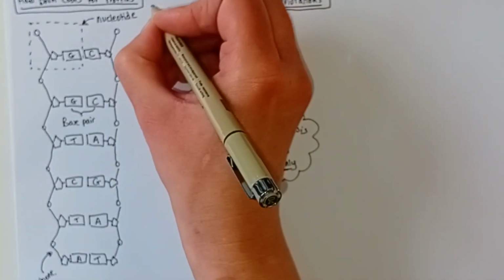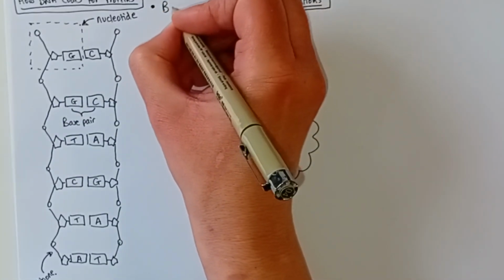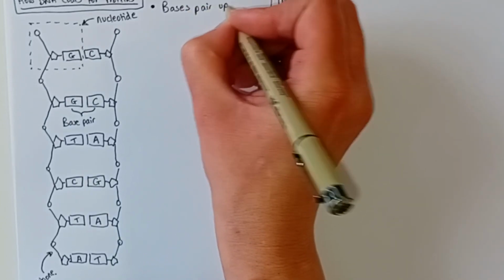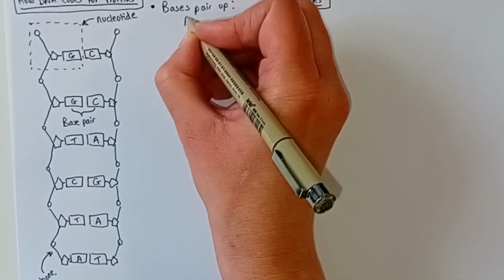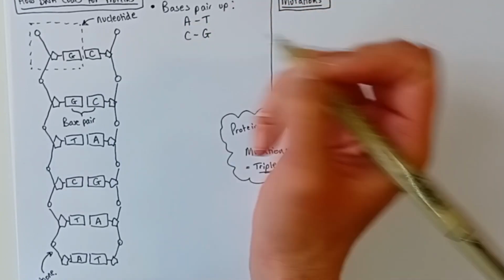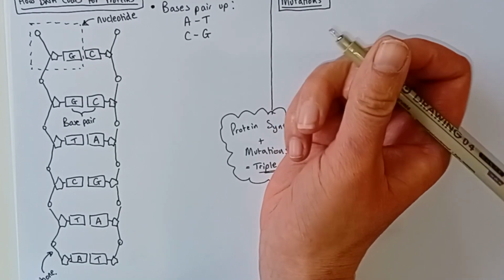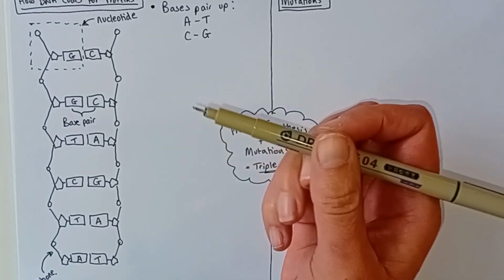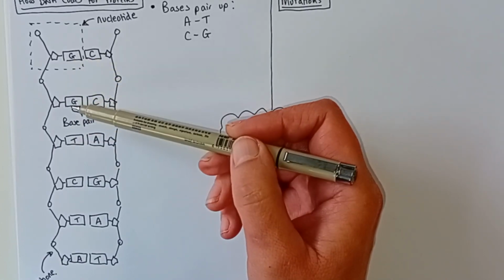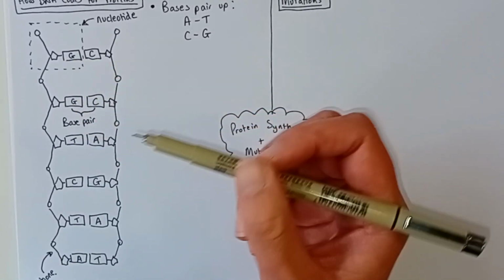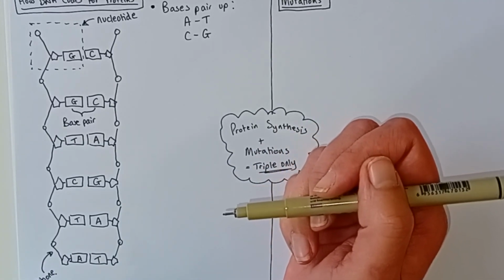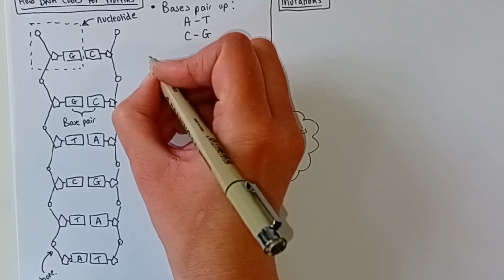Let's write some of this down then. The bases pair up. A always base pairs to T, and C always base pairs to G. The reason DNA is so important is because it holds these bases in order. The order of the A's, C's, G's and T's is really important. And the reason it's really important is because it carries the code for proteins.